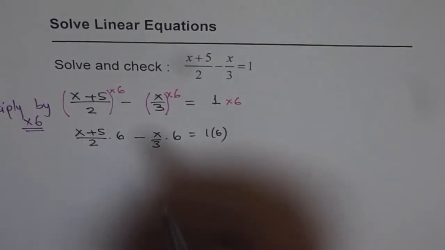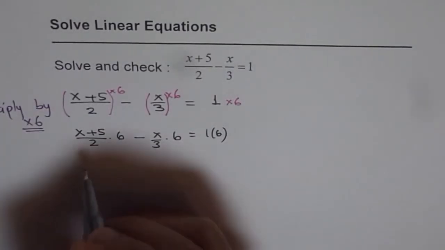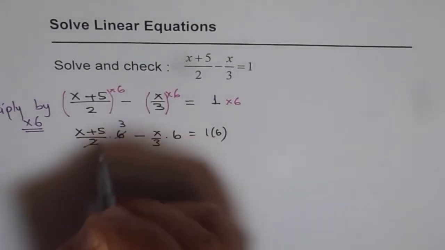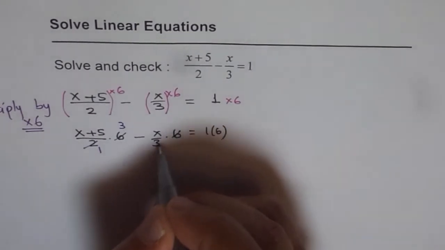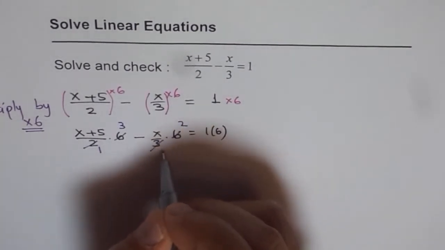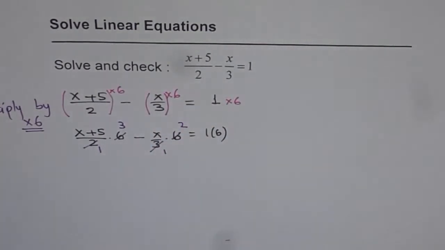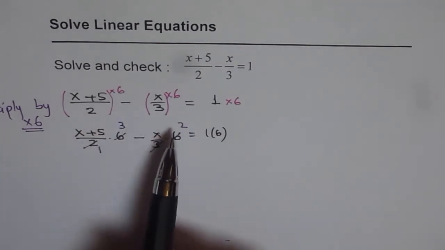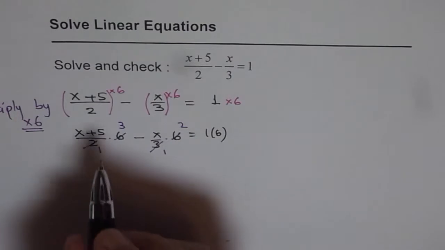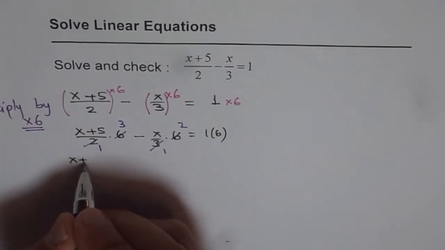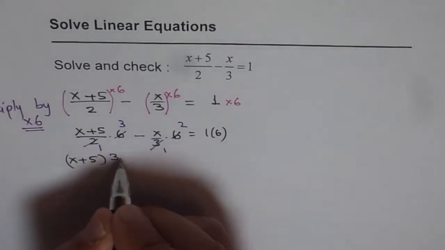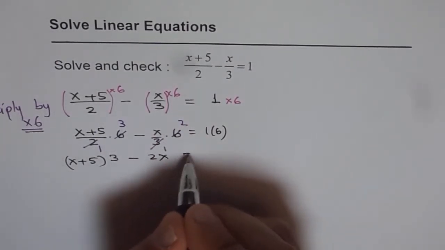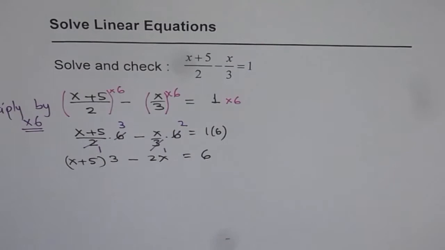Now, when you times by 6, you get rid of the fractions. How? 6 divided by 2 is what? 3, so you get 3 over 1. Similarly, here 6 divided by 3 gives you 2. So we got rid of fractions. That is the reason why we multiplied by the common denominator. So we get (x + 5) times 3 minus 2 times x, equals 1 times 6, which is 6.